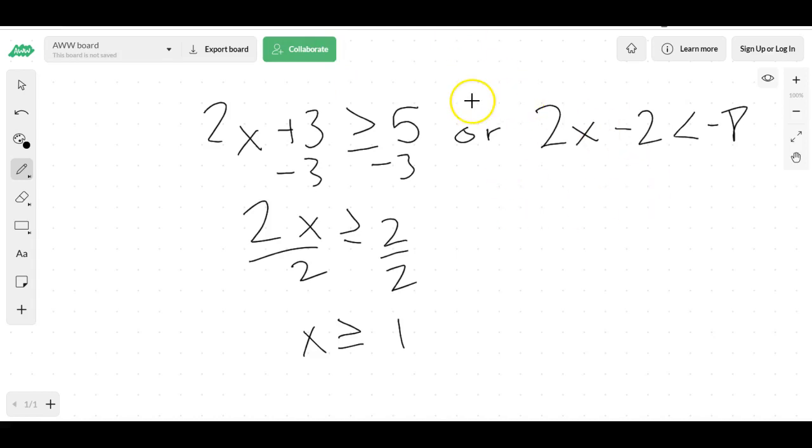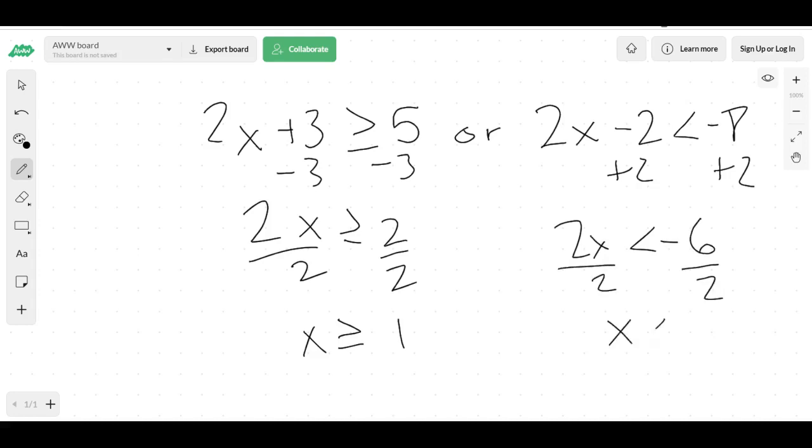Now I'm going to solve my other side of the OR. So I'm going to add 2 to both sides. I'm going to get 2x is less than negative 6. I'm going to divide by 2, and I'm going to get x is less than negative 3. And you're going to notice I didn't flip the sign because I didn't divide by a negative.